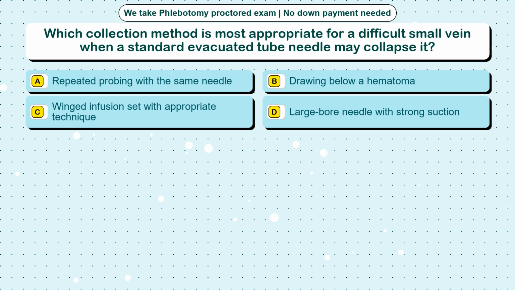Question 88. Which collection method is most appropriate for a difficult small vein when a standard evacuated tube needle may collapse it? Option A, repeated probing with the same needle. Option B, drawing below a hematoma. Option C, winged infusion set with appropriate technique. Option D, large bore needle with strong suction.